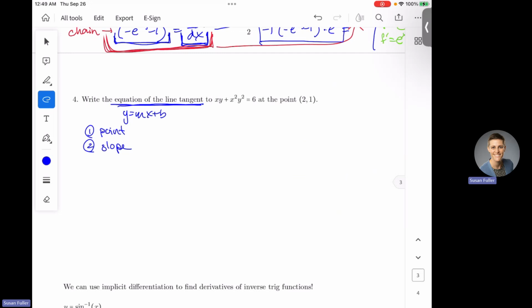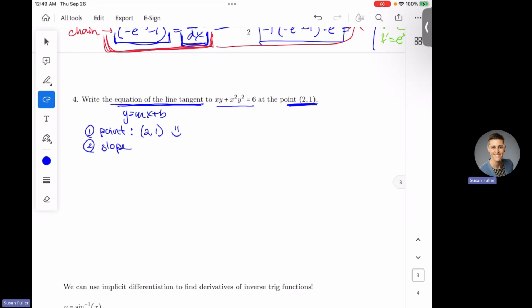So here, I need a point. Oh, look, I want the equation of the line tangent to this function at the point (2, 1). That's the point of tangency. That's going to be the point both on my function and my tangent line. I get to use that point. I don't have to plug anything in. I'm just handed that. I love it when we just get things for free.